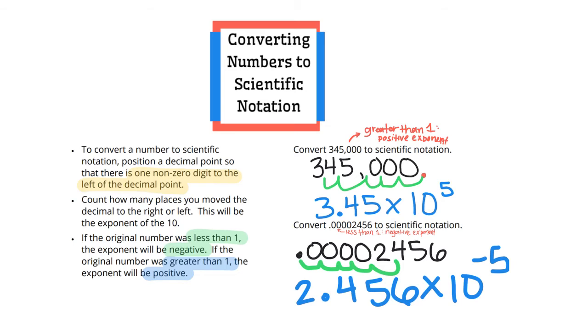Now, if I start off with a number that's greater than 1, I will end up with a positive exponent for my 10. If I start off with a number that was less than 1, I'm going to end up with a negative exponent to my 10.